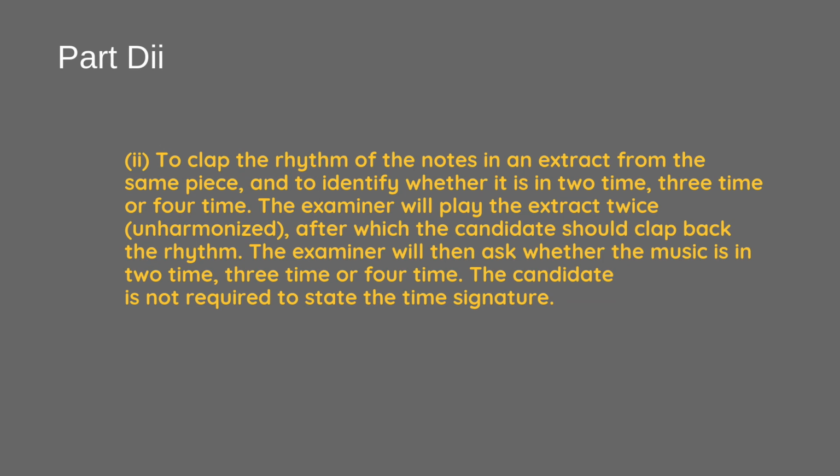Part D, Section 2, to clap the rhythm of the notes in an extract from the same piece, and to identify whether it is in 2-time, 3-time or 4-time. The examiner will play the extract twice unharmonized, after which the candidate should clap back the rhythm. The examiner will then ask whether the music is in 2-time, 3-time or 4-time. The candidate is not required to state the time signature.